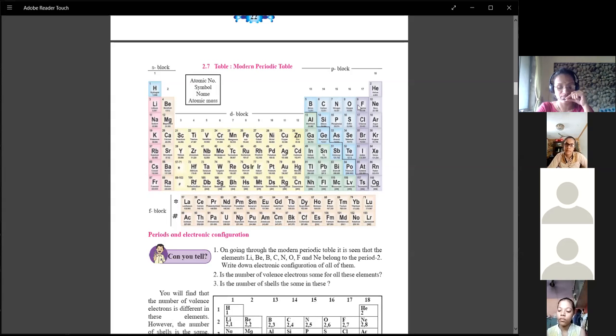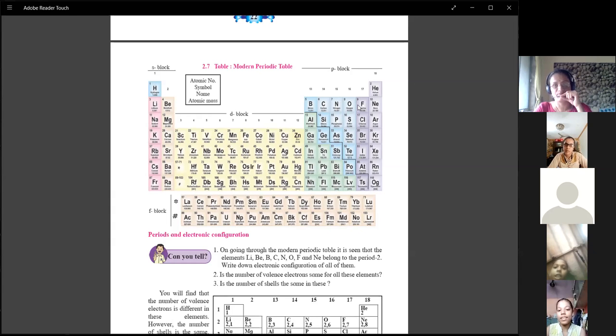Now come to the second question. Arrange the above elements in decreasing order of their atomic radii. Which is the first one? Lithium, 152. Then beryllium, 111. Then boron, 88. Then carbon, 77. Then nitrogen, 74. Then oxygen, 66. Yes. Then the next question.